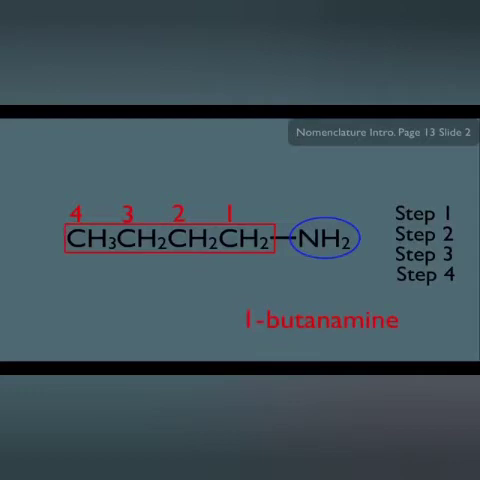So this is 1-butanamine. And again, think about what the name is telling you about this structure. But means 4 carbons, amine means there's an amine group, and 1 is telling us on which carbon of the alkane the amine is.